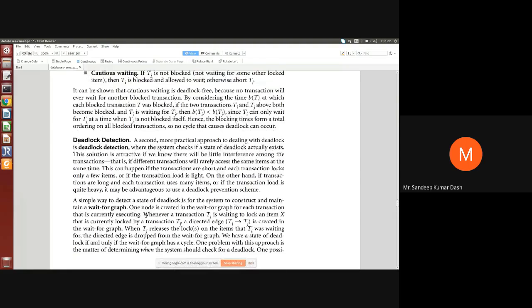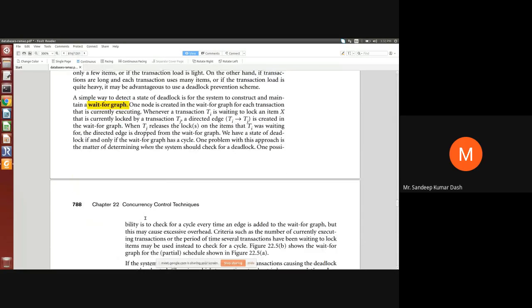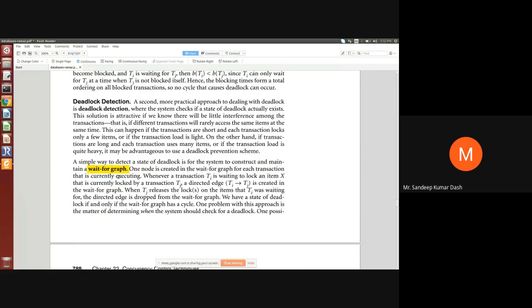Okay. So deadlock detection can be done through the wait-for graph. That graph that you saw is named the wait-for graph. So that you know how to draw the graph: if i is waiting for j, then there will be an edge from i to j. If j is waiting for i, there will be an edge from j to i.